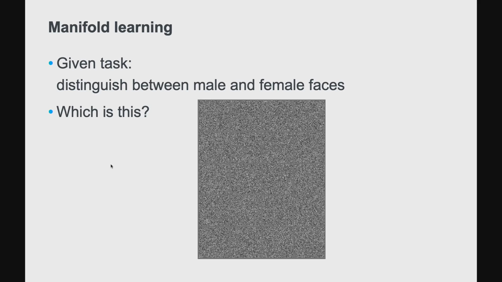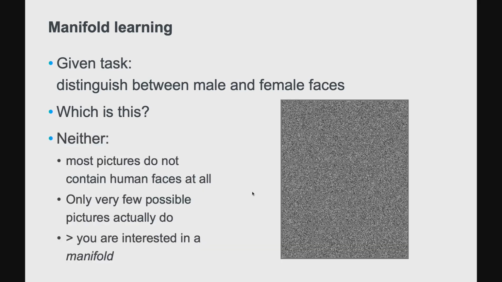You use deep neural networks for manifold learning. What is this? Well, question first. Is this a male or a female face? What would you say? Who's for male face? Who's for a female face? I mean, this question is total garbage, right? So the question is not meaningful. And why is it not meaningful?